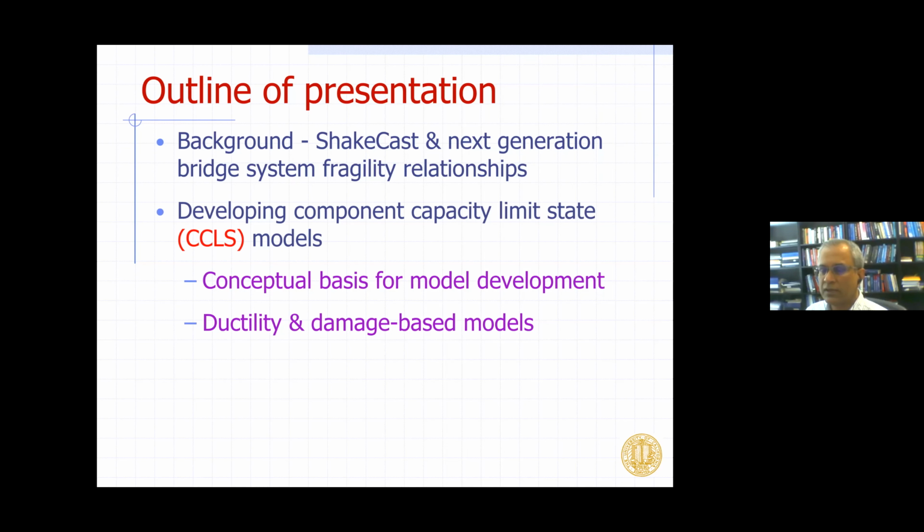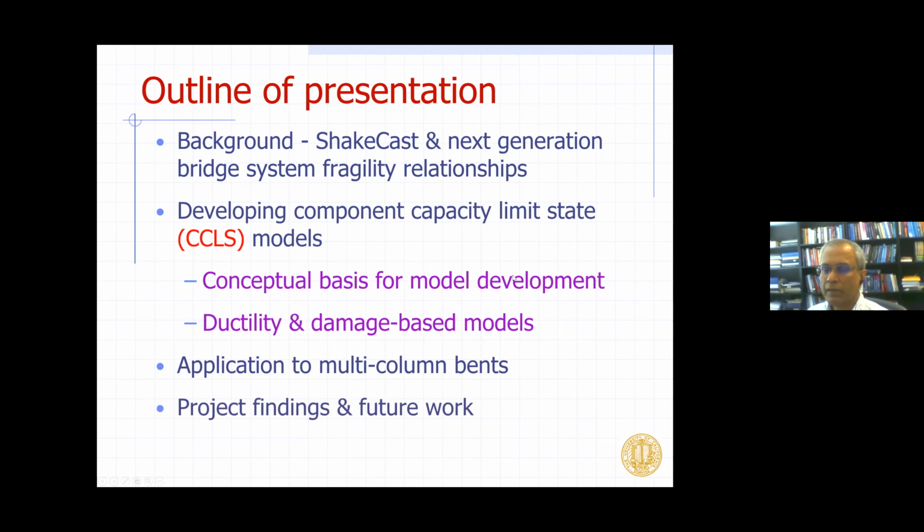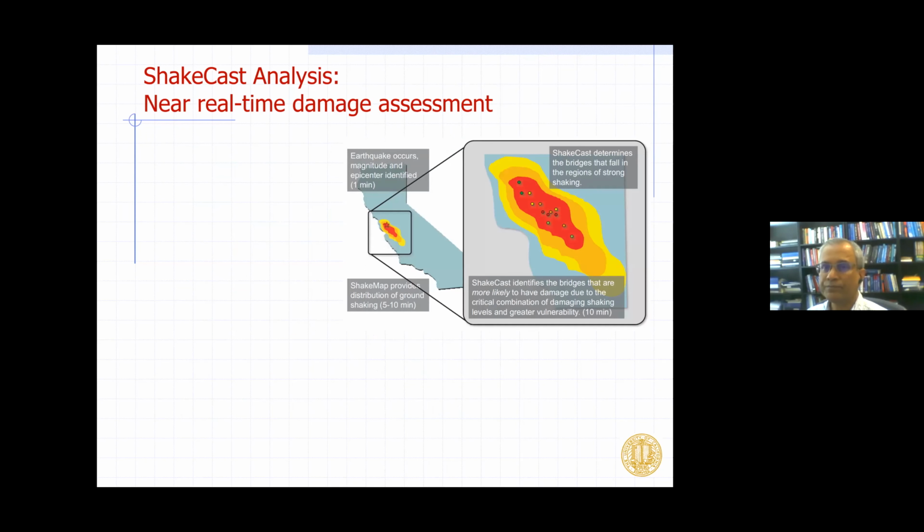We started with a ductility-based approach to these limit states, and then moved on to damage-based, and try to explain the reasons for that. And then how we applied them to multi-column bents so as to actually use them in post-earthquake assessment. Okay, so we'll conclude with some primary findings and some additional work that's still ongoing.